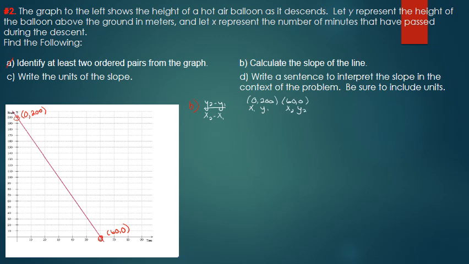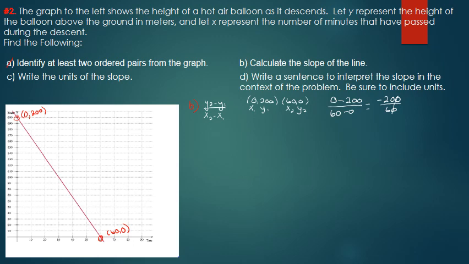All right, so now I need to insert into the slope equation. So y2 is 0, minus y1 is 200, over x2 is 60, minus x1, which is 0. For the top, I get negative 200 over 60 minus 0 is 60. So my zeros can go away, and now I need to see if there are any other common factors.